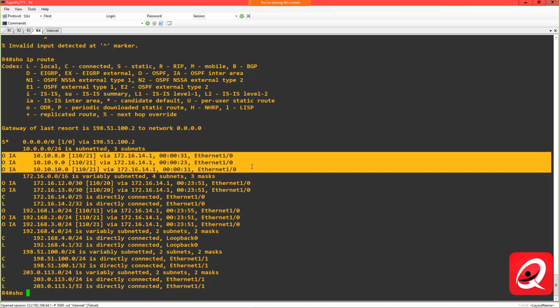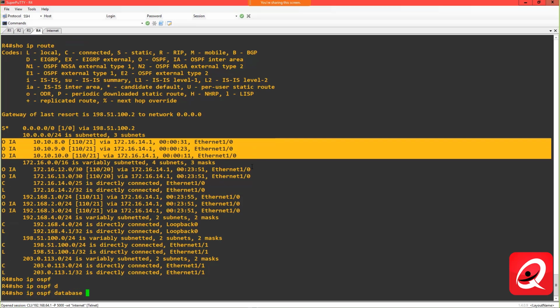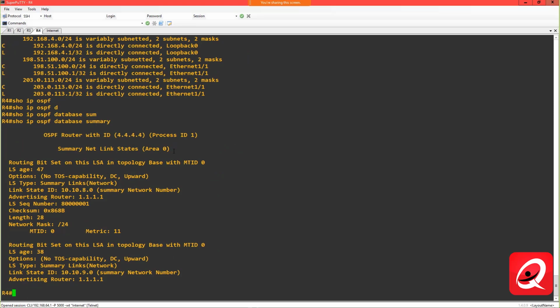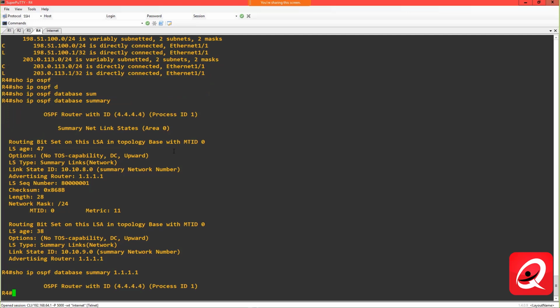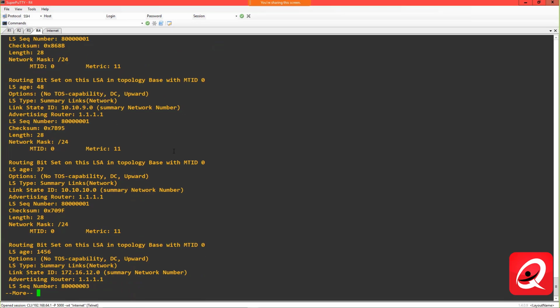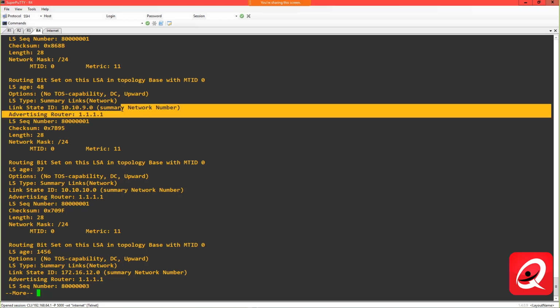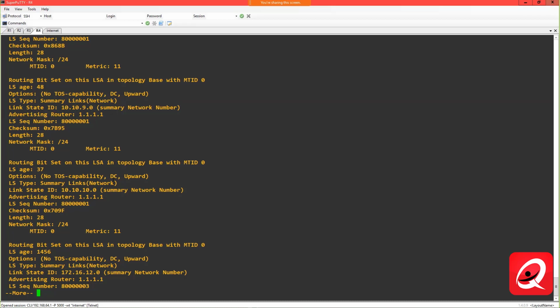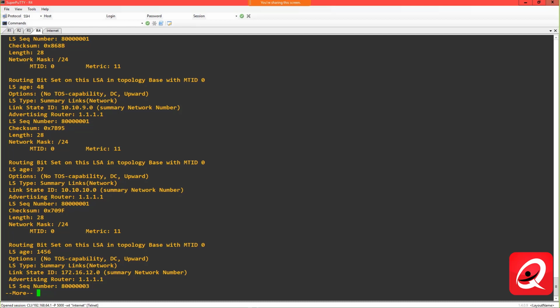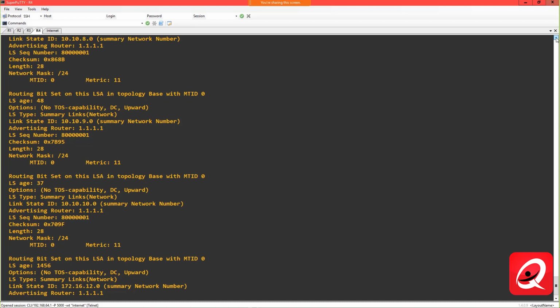And if I do a show IP OSPF database summary, I can see, let's do router 1. Well, that's the only place they would come from anyway, is router 1. So let's just do our summary. I should be able to see those prefixes coming in. There's the .9 summary network. So this is a type 3 LSA, has a metric of 11. There's my .10, and of course my .8 is going to be up here.